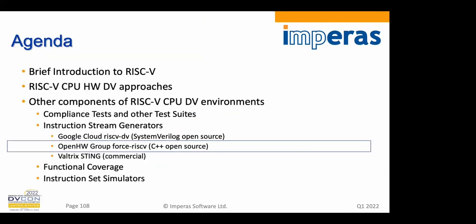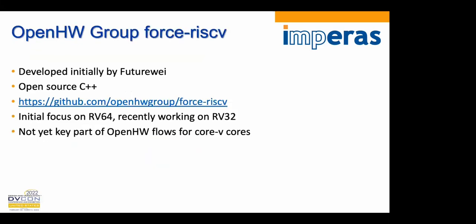So now, having looked at that, let's move on and look at another open source offering from the Open Hardware Group. Of course, RISC-V was developed initially by FutureWay. It's open source, it's in C++, and there's a GitHub on open hardware. The initial focus was on RV64, but recently there's been work on the RV32, but it's not yet a key part of the open hardware flow for the open hardware cores.